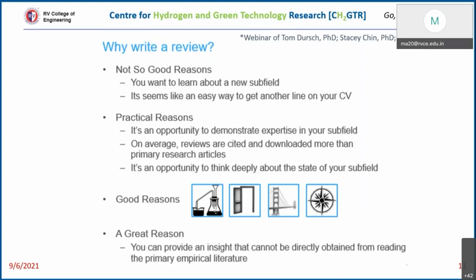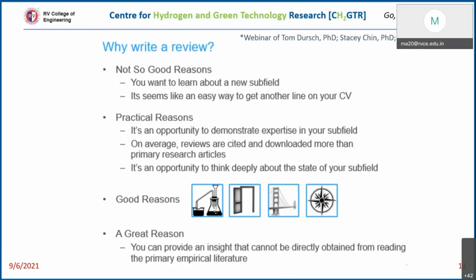So what could be the practical reasons? Usually what these editors say is, once you gain expertise in a specific field, if you write a review article after gaining the expertise, your view, your perspective, your opinion will matter a lot. That adds value to the review paper. The next is, on average, reviews are cited and downloaded more than primary research articles. You have published your research on a topic, so the number of citations you get for that work might be comparatively less.